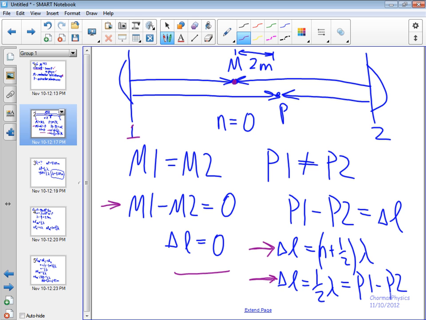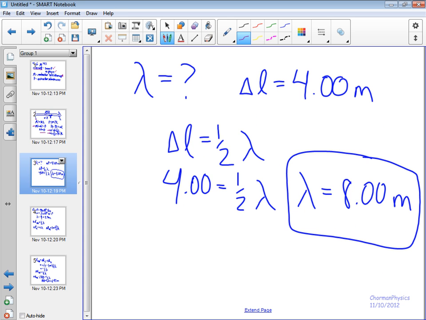The idea here is that we've gone 2 meters over to P, but the wave from speaker 1 has to travel 2 extra meters. The wave from speaker 2 has to travel 2 fewer meters. Therefore, in total, both waves have a difference in their paths of 4 meters. So delta L is equal to 4 meters.